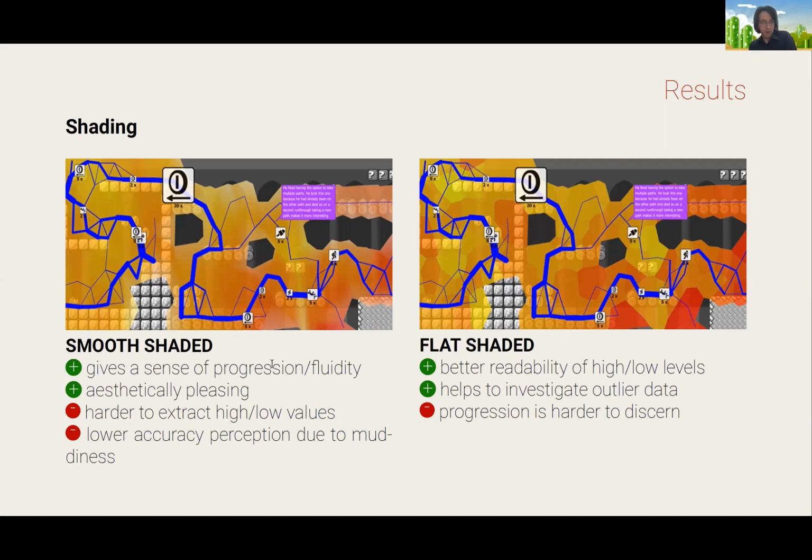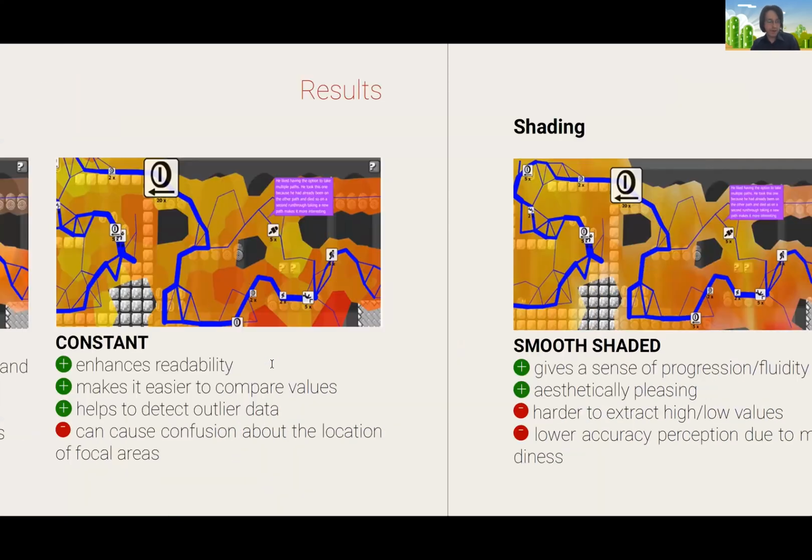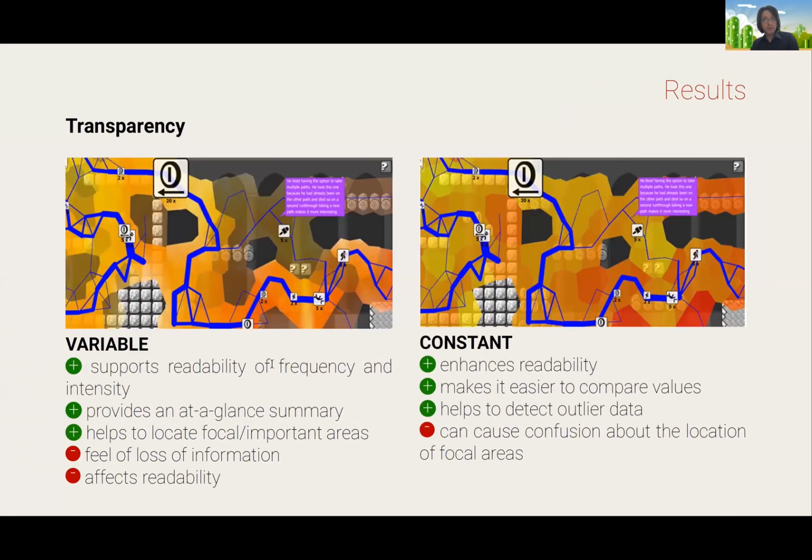So let's move on to our second one, transparency. So in terms of the variable transparency, it much better supported the readability of frequency and intensity and offered a better summary in the sense that the highly traversed areas were better visible than the less traversed areas now. And in that sense, it also helped to locate the focal areas of high activity, basically, because those were more pronounced.